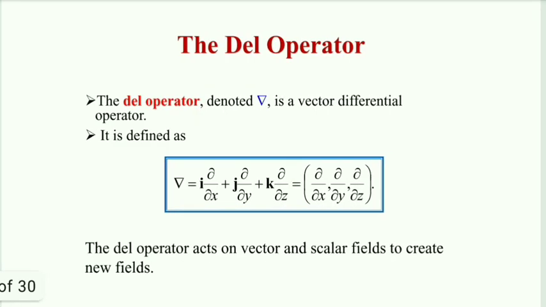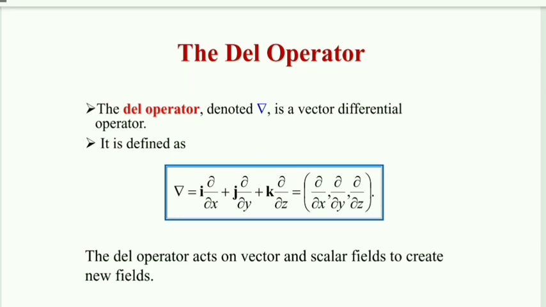Before we go and see what gradient is and what the use of the gradient operator is, we must understand one operator which plays a very crucial role in finding the gradient. First we will see that operator, known as the del operator. What is the del operator? We denote the del operator by this symbol, del. It is a vector differential operator.